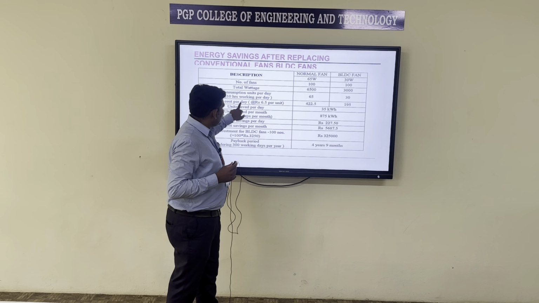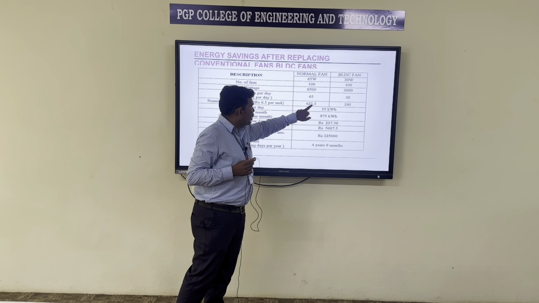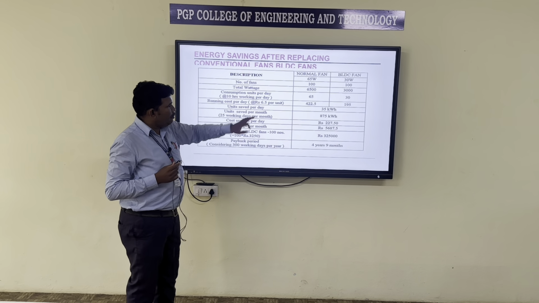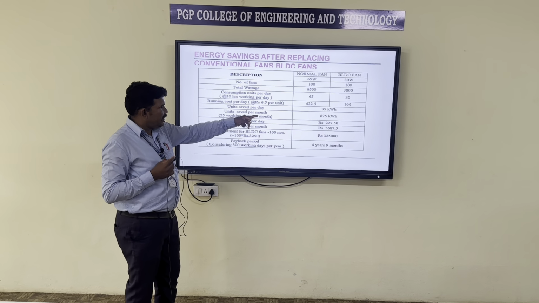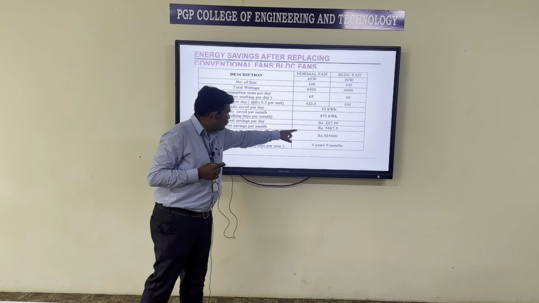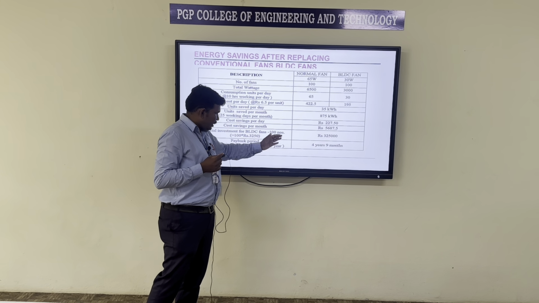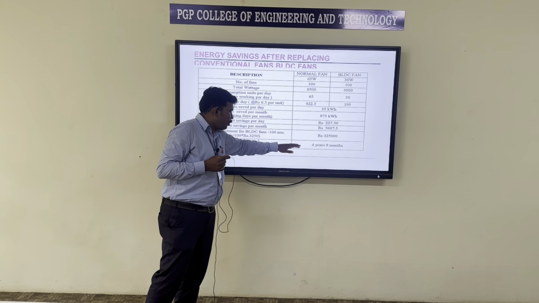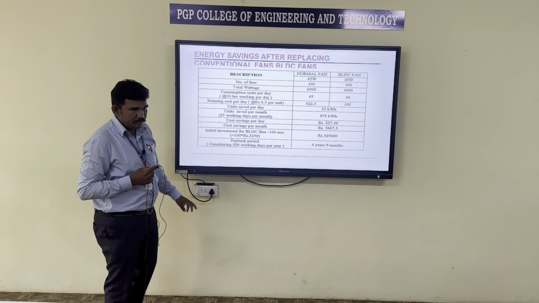If you see the running cost, for one unit it will be 422.5 and 195. So the units saved per day will be 35 kilowatt hours. The units saved for 25 days will be 875. The cost saving per month will be 5687.5. The invested amount can be recovered after 4 years 9 months, and then you get the benefit of the amount you have invested.